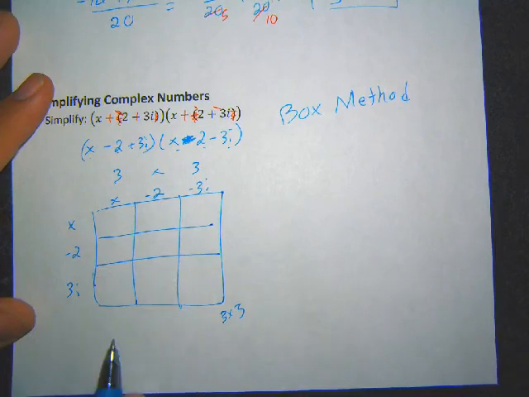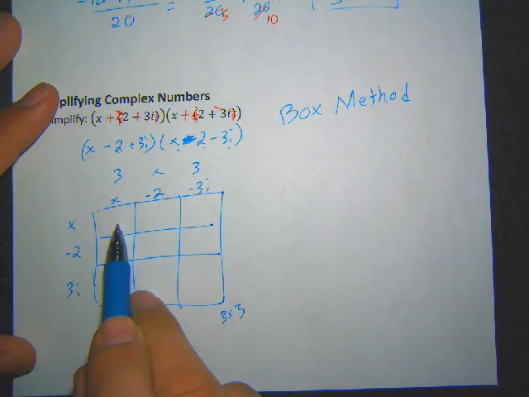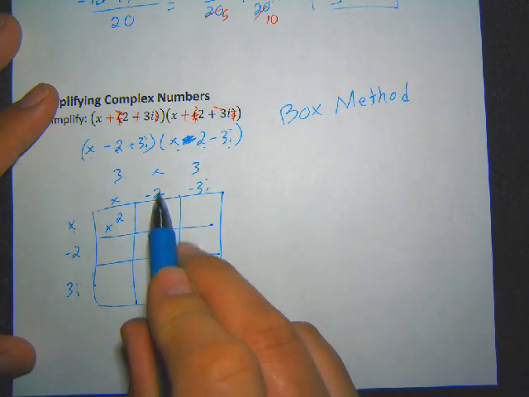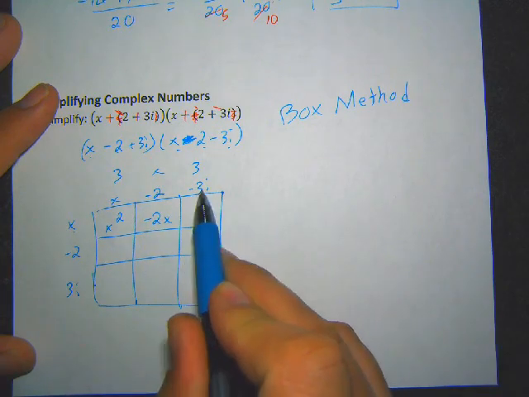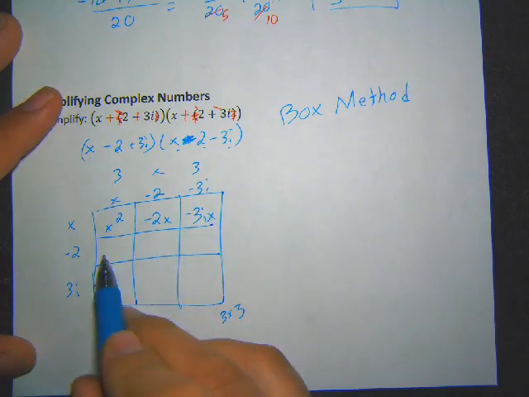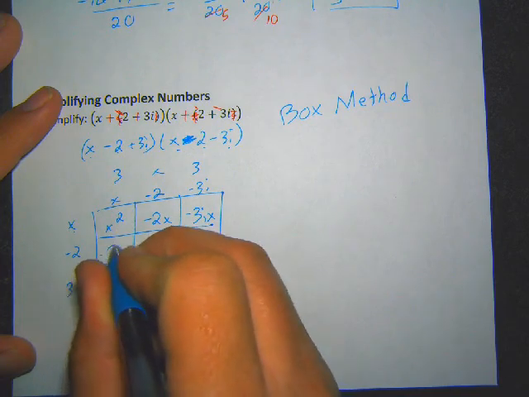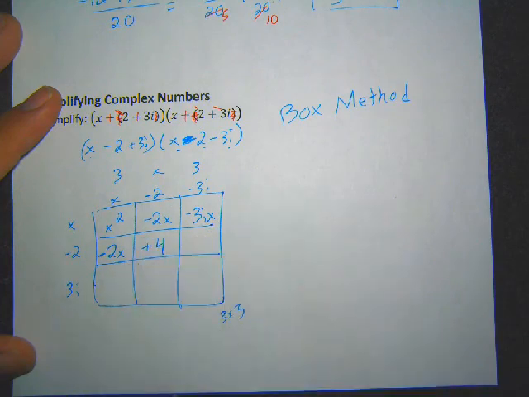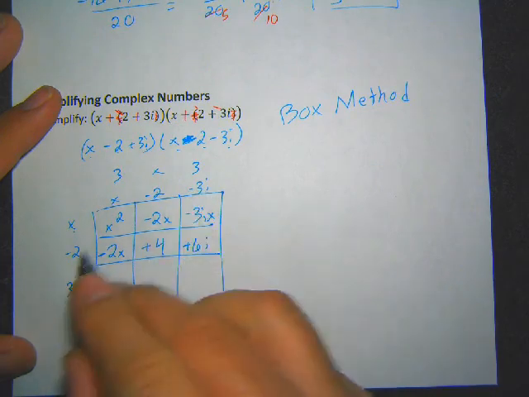And then the multiply with box method, you take the row and the column parts and you multiply those together. So to fill this box in, I'm going to do x times x, and I get x squared. Fill this one in, I'm going to do -2 times x, so I get -2x. Fill this one in, I'm going to do -3i times x, so I get -3ix. Next row, now I'm on the -2 times x, -2x. -2 times -2 is positive 4, and -2 times -3i is positive 6i.